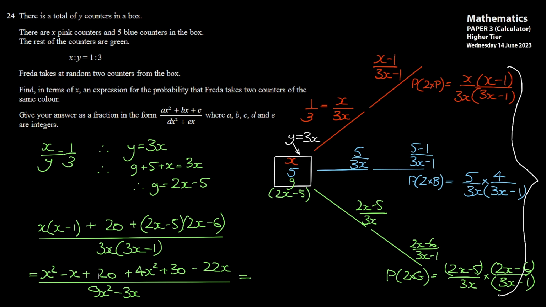So sorting out the top line, the x squared terms are here, so this is 5x squared. Now the x terms. I've got a negative x and another negative 22x, so this makes negative 23x. And the numbers 20 and 30 make 50. And that's divided by a copy and paste of 9x squared minus 3x. I'll leave you to equate the a's and the b's and the c's, but this is in exactly the form they wanted, a quadratic on top of another quadratic. And that will be your answer.